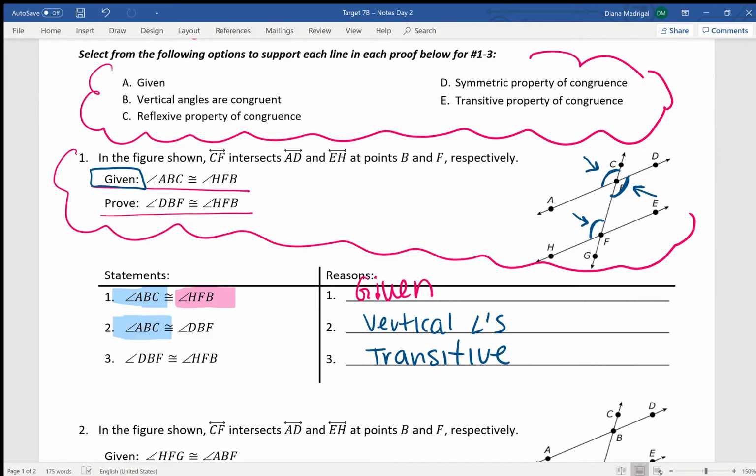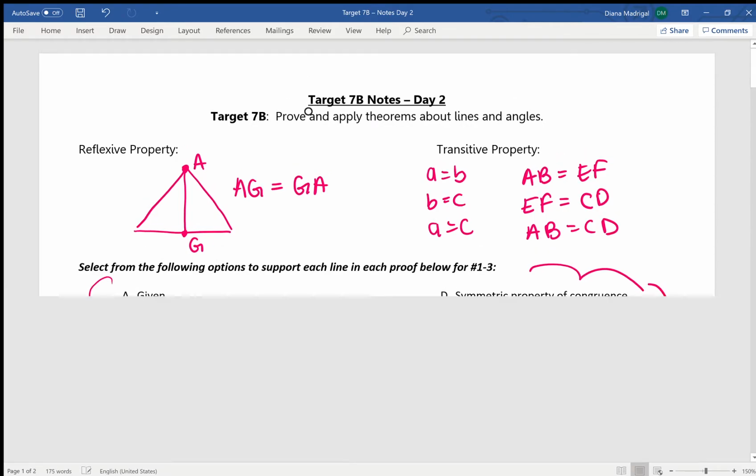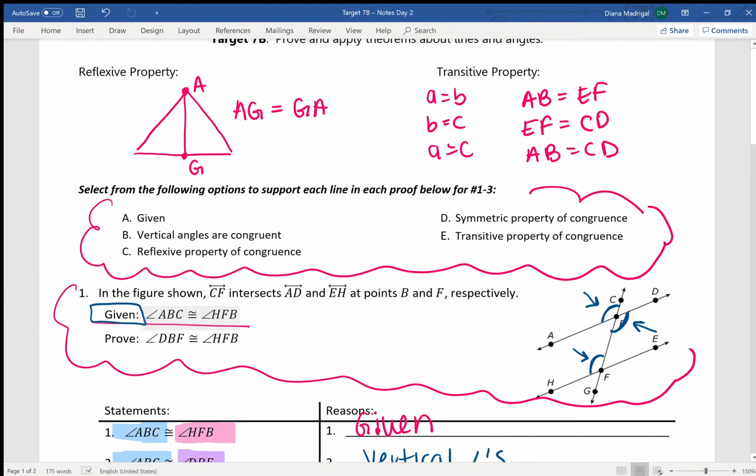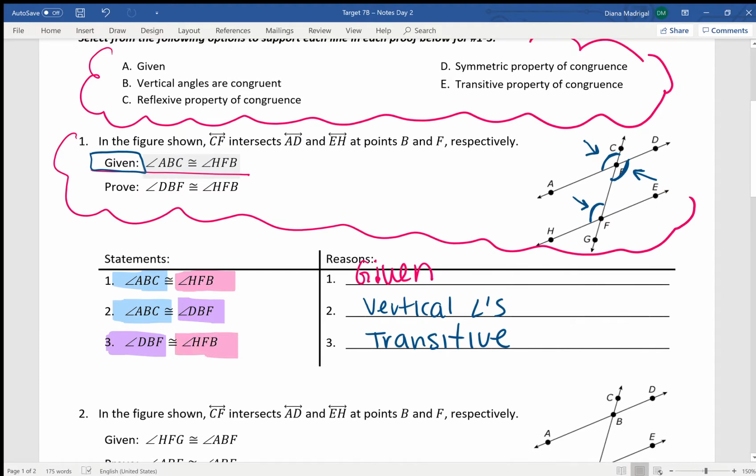It's congruent to DBF, okay? So DBF is a new angle. Okay, new angle, I'm going to color it purple. There you go. And then next, DBF, again, repeats itself, so it's purple, has to be congruent to HFB. HFB is pink. So this is going to be pink. So then again, you got 2 blue, 2 pink, 2 purple. Again, that is called transitive property.